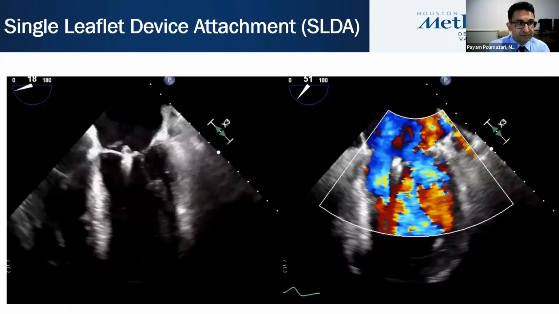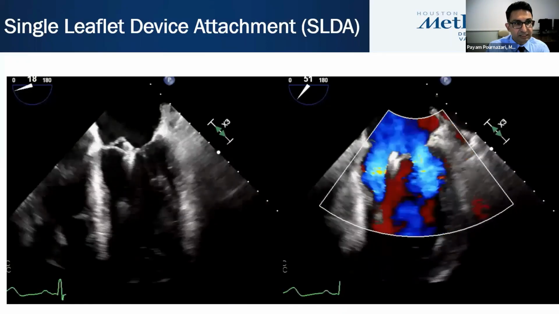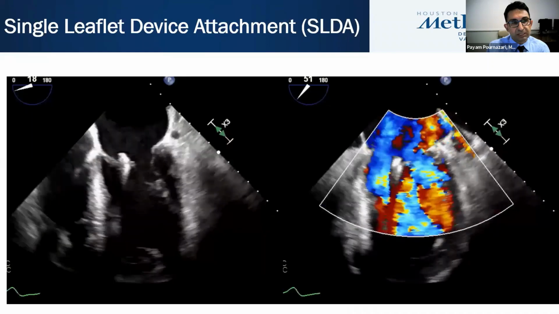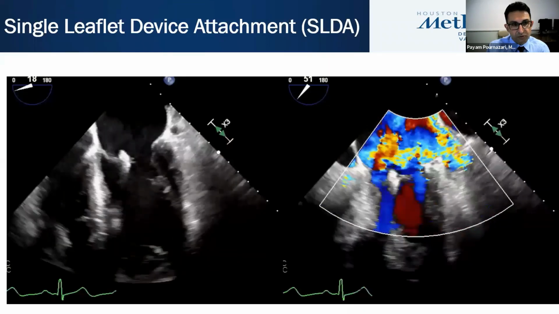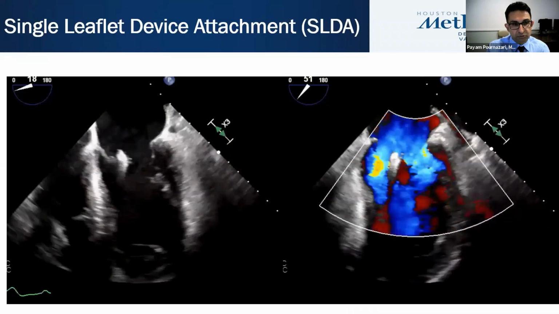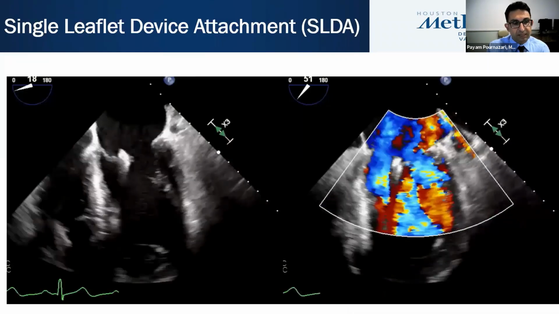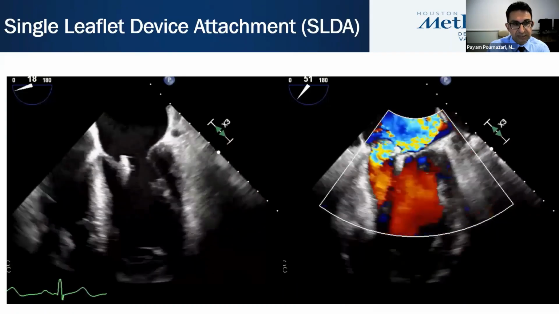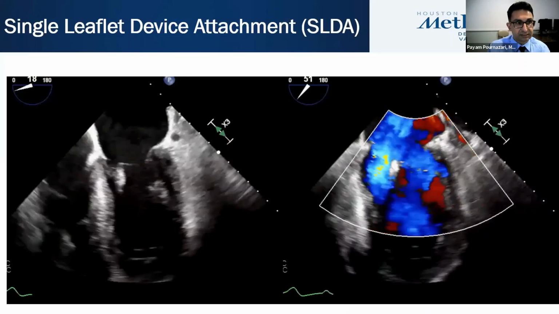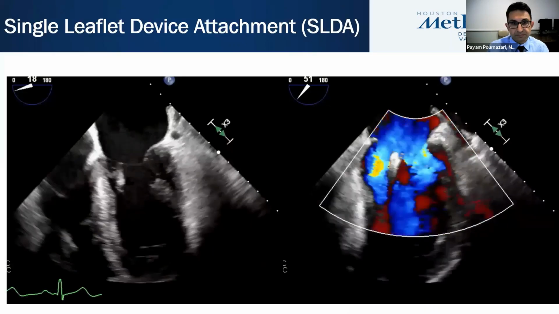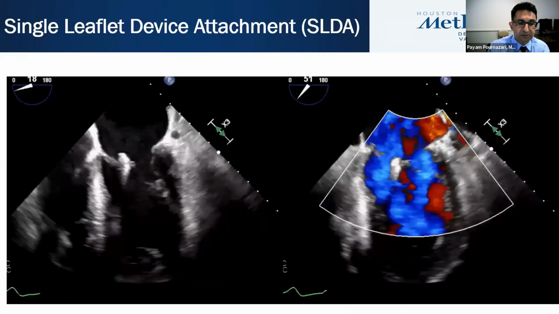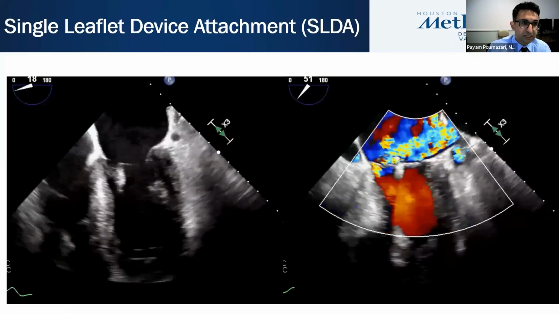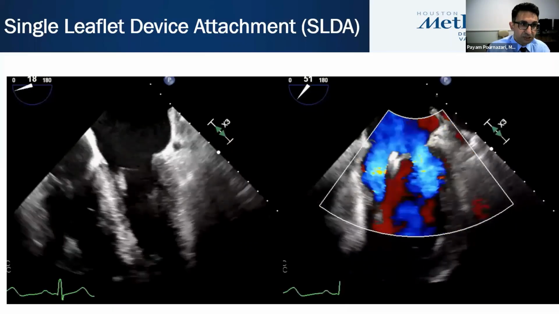This is an example of single leaflet device attachment. This patient was interestingly completely asymptomatic. However, when he came for his post-procedural echocardiogram, he was found to have severe mitral regurgitation, and subsequent TEE showed a single leaflet device attachment. Potential solutions, if anatomically feasible, are to attach an additional clip and to stabilize the detached clip in this setting.